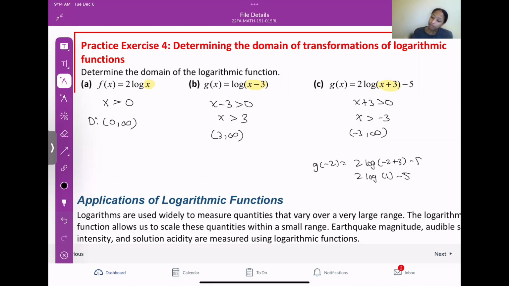We can actually evaluate this too. This would just be -5, but you weren't asked to do that. I just wanted to show that you can evaluate some logarithms at negative numbers as long as this term, or more specifically, this term doesn't become negative.